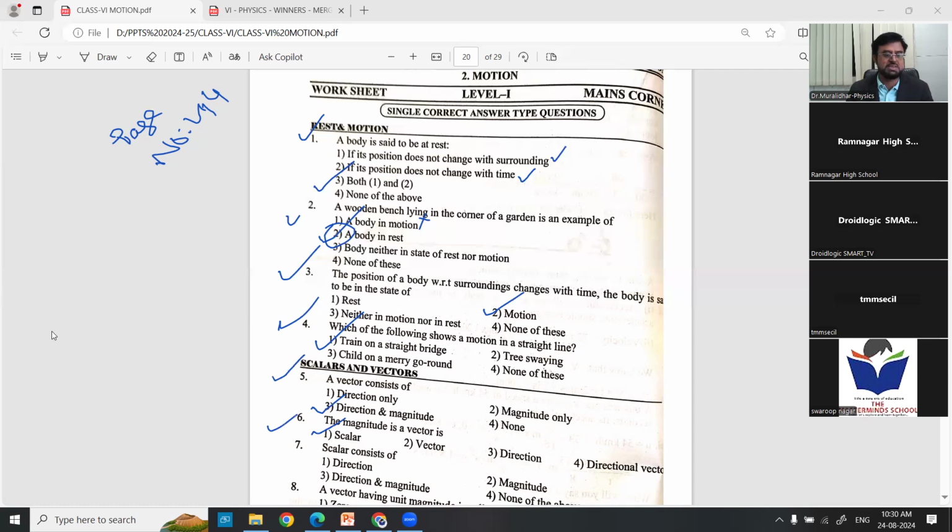You write down in your notebook fast. Only the answer you write down. Okay. The first one, answer is both. Second one, answer is rest. Third one, answer is motion. Fourth one, answer is train. Fifth one, answer is the third one. The magnitude of a vector is scalar.